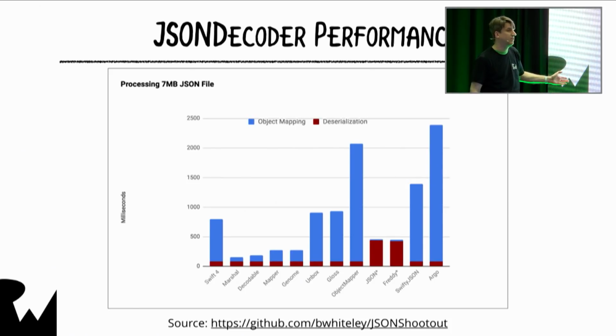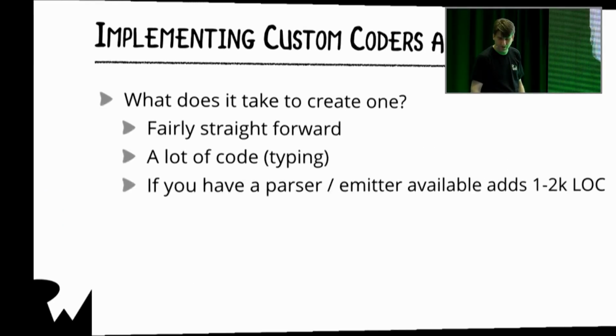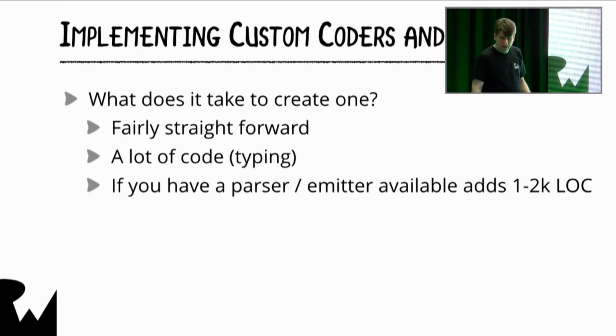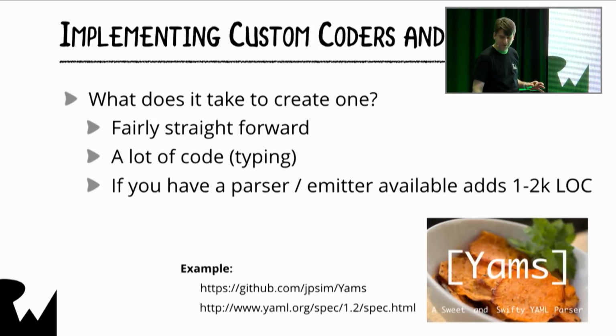Now, the thing you lose with Codable is just the ability to do all of this interchange between different formats. And you can also implement custom encoders and decoders, and lots of people have done this. We can't do that here because it's a lot of code to write, typically 1,000 or 2,000 lines of code to implement encoding and decoding for all your little things.